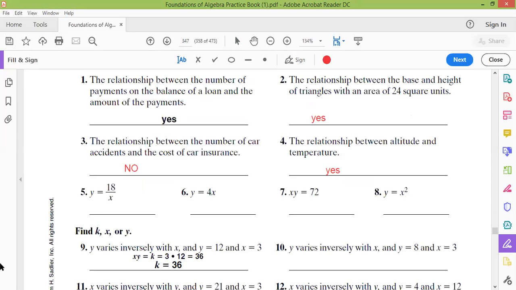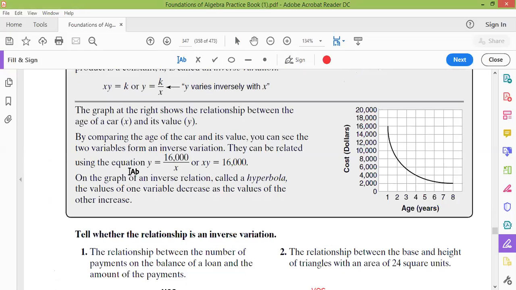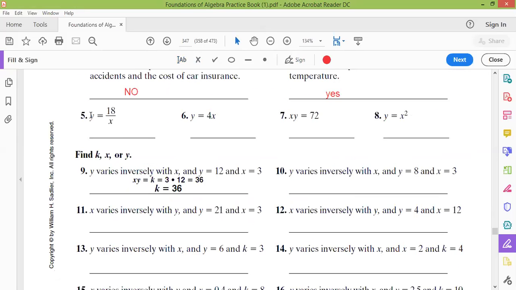Now, next one. In this, y is equal to 18 over x. Look at here. Let me highlight this one. What is written there? x, y is equal to? K. And y is equal to what? K over x. K is constant. K is a number. Okay? y is equal to 18 over x.